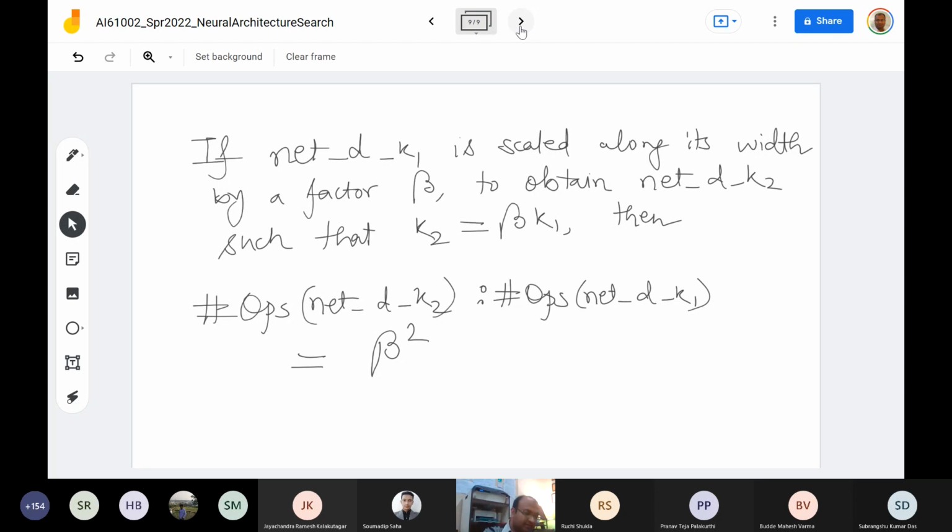This is where I will close for the day. We will start from this point, where we will come to an important derivation: if I scale both depth and width, then how will the cost increase? So we'll close for the day, and tomorrow I will start again from this one, which is going to be the essential derivation of something we call the EfficientNet scaling rules.